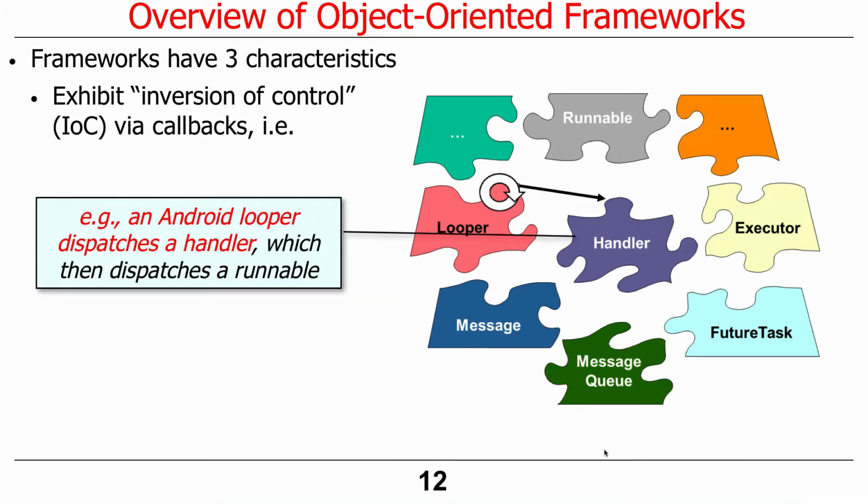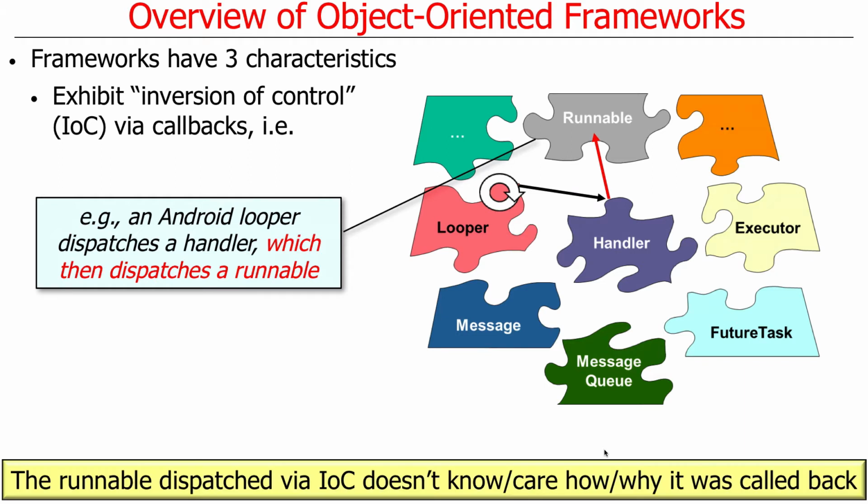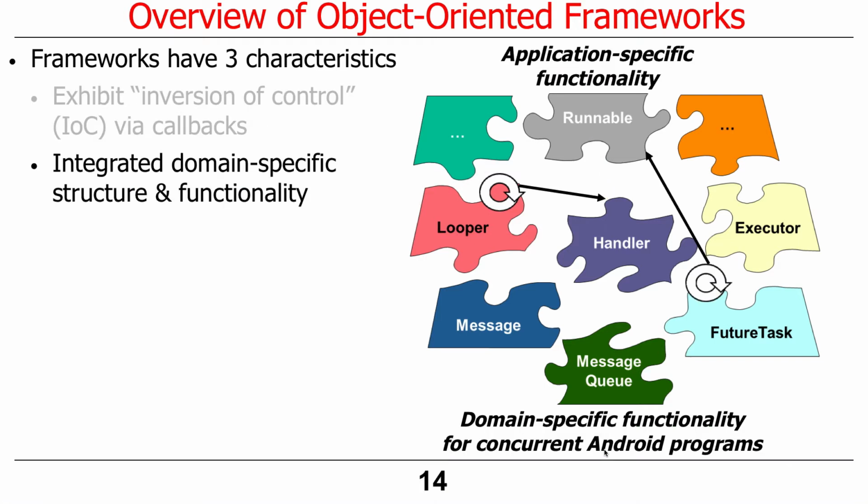But it's about callbacks. You get called back to do stuff. So here's an example. In Android, you have this thing called the looper, and it runs in the user interface thread, and you can also have them in other threads. It basically dispatches callbacks on handlers which call back to runnables. So it's a callback-based mechanism, and everything in Android's user interface world is driven by these callbacks. The runnable that's dispatched by inversion of control doesn't really know or care how or why it's called back. It just knows it was called back. As we'll see in a second, it's your job typically to implement that callback, and it's the framework's job to figure out how and when to call it back.